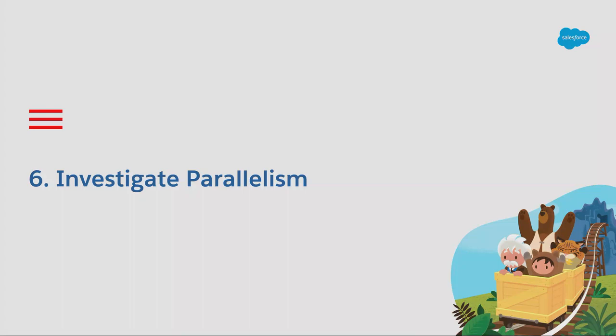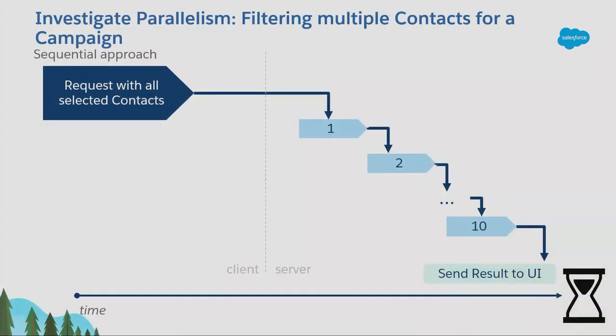Finally, investigating parallelism. Going back to our first contact in a campaign example, this is a sequential way of collecting all the contacts. So let's say we had a UI that wanted to show all the contacts that are going to be in the campaign. We could do it this way.